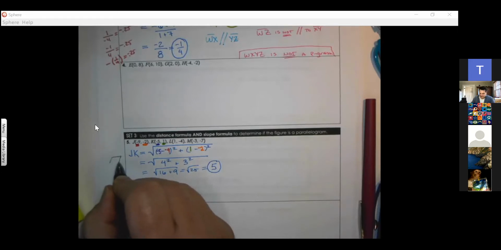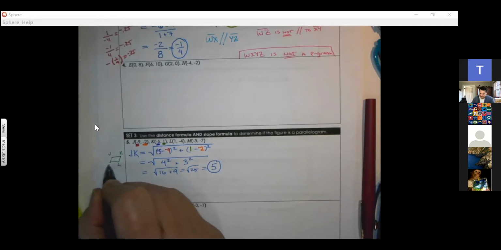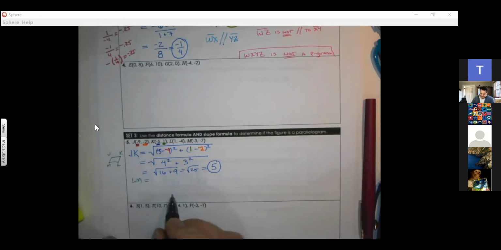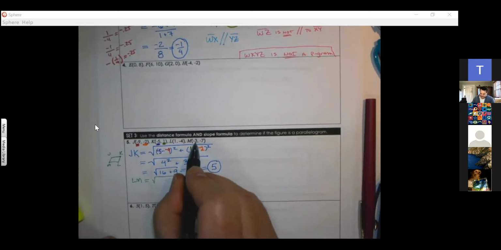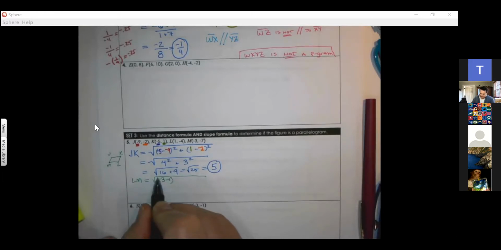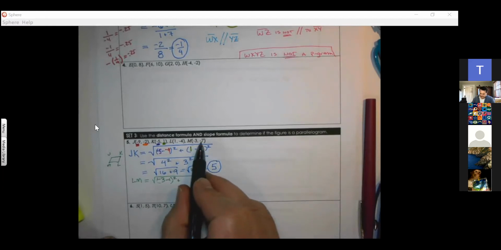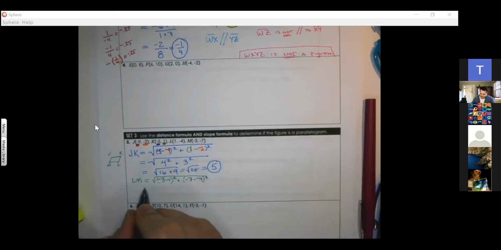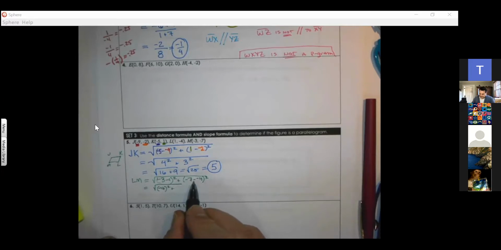We've got this shape and we just checked JK. LM, yes. So we're going to want to find the distance for LM. Again, I'll do x minus x: negative 3 minus 1 squared, plus negative 7 minus a negative 4 squared. Negative 3 minus 1 is a negative 4 squared. Negative 7 plus 4 is a negative 3 squared. That's equal to 16 plus 9, which gets me that same square root of 25, which is 5.